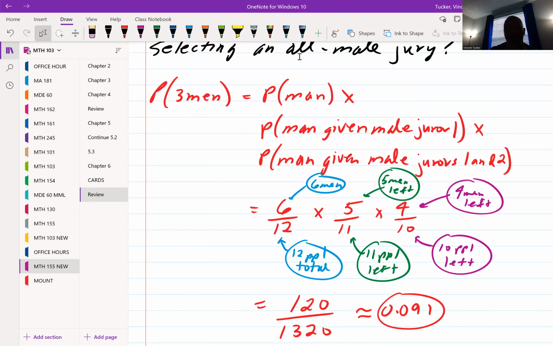Then once you have your probabilities, you go ahead and multiply those together. That'll be 120 over 1320, and that'll be 0.091. And always make sure you pay attention to MyMathLab on what they want from you, whether it be fractions or decimals, how many decimal places they want, and so on. All right, any questions on that one before we go to the next one?